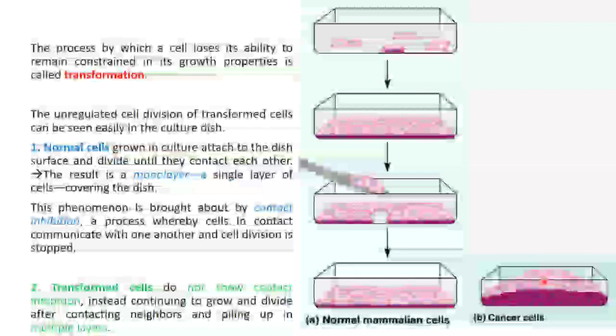So إذا أنا أعطيتكم two culture dishes guys قلت لكم انتوا تعرفوا in these culture dishes which one is a normal cell and which one is a cancerous or tumoral cell. Simply you can check or compare these dishes. The normal cells will form a monolayer, so the cells will contact each other and stop to divide. However, the transformed cells will continue to grow, to divide, and pile up in multiple layers.